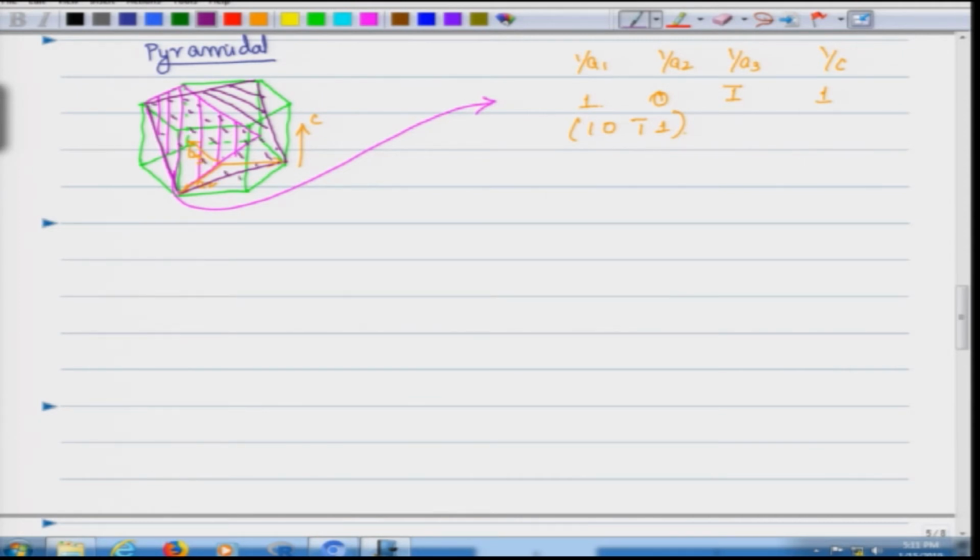Okay. So, here again this is intersecting A1 and A2 at 1. So, this remains 1, A3 of course will become bar 2, and in the C direction you can see it is intersecting halfway. So, the reciprocal of that will be 2. Therefore, this becomes 1 1 bar 2 2. So, these are the two possible planes when we are talking about pyramidal.